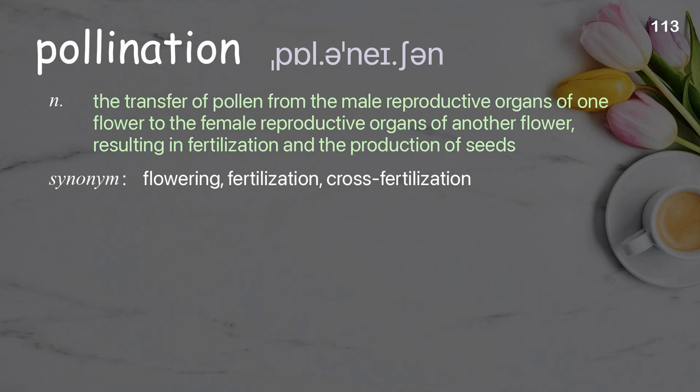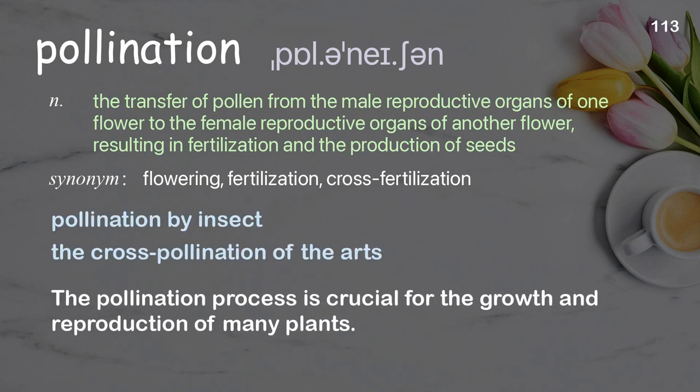Pollination. The transfer of pollen from the male reproductive organs of one flower to the female reproductive organs of another flower, resulting in fertilization and the production of seeds. Examples: pollination by insect, the cross-pollination of the arts. The pollination process is crucial for the growth and reproduction of many plants.